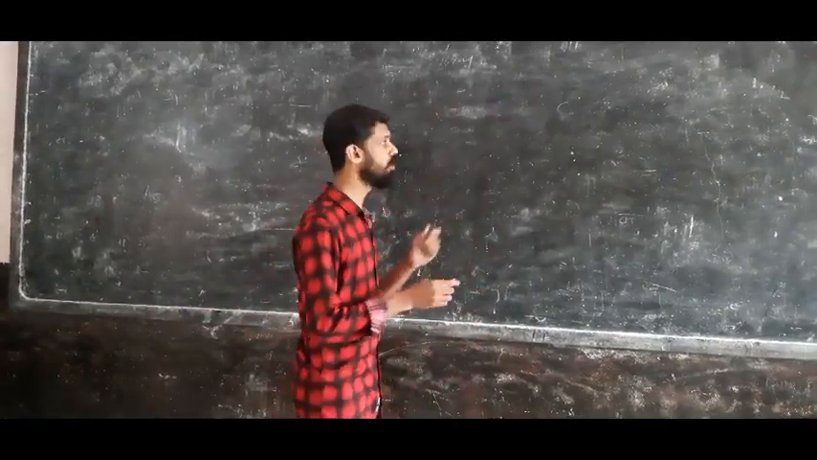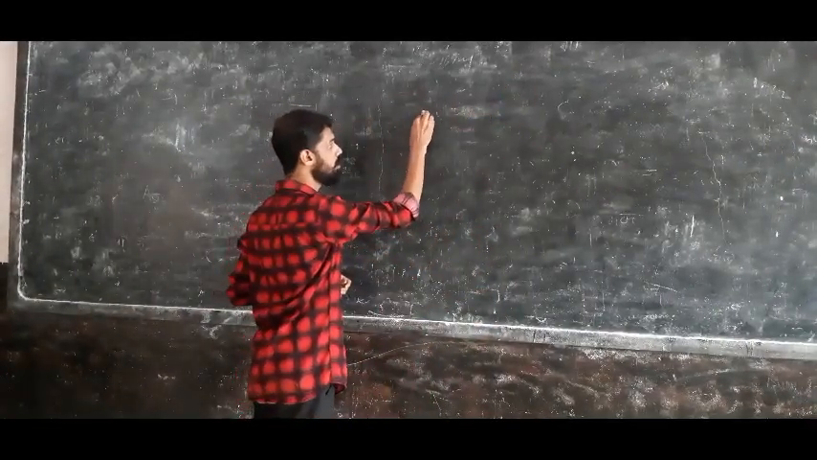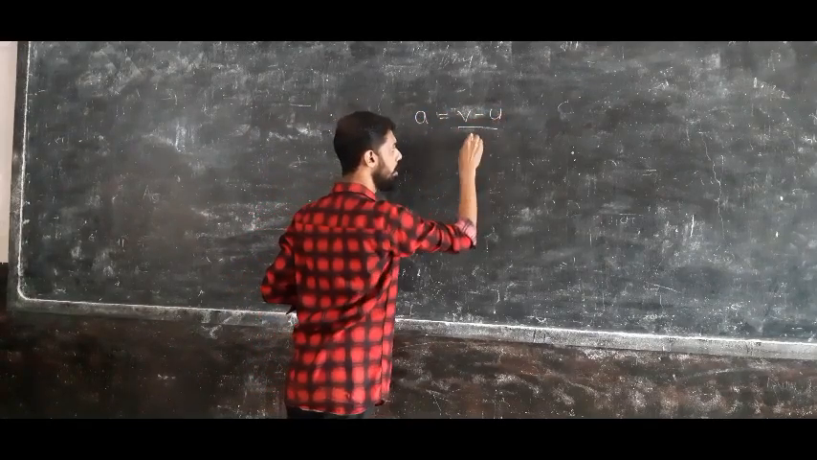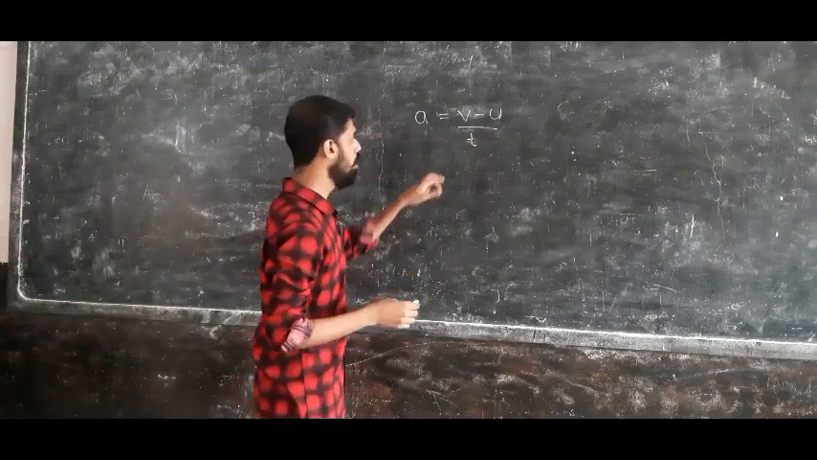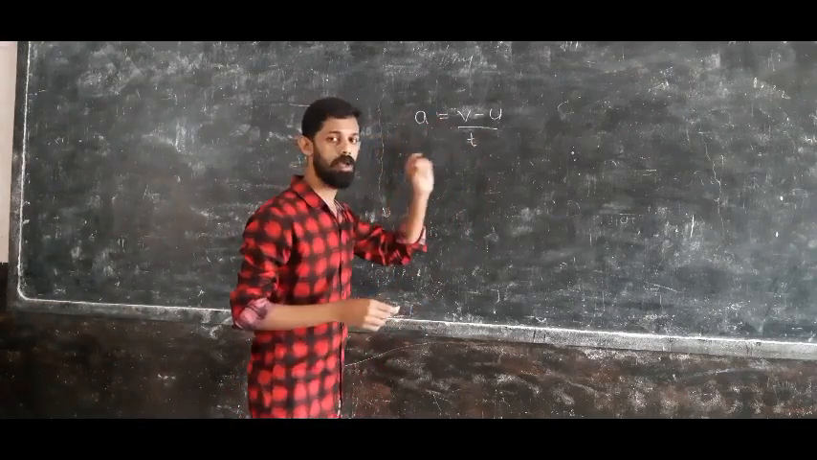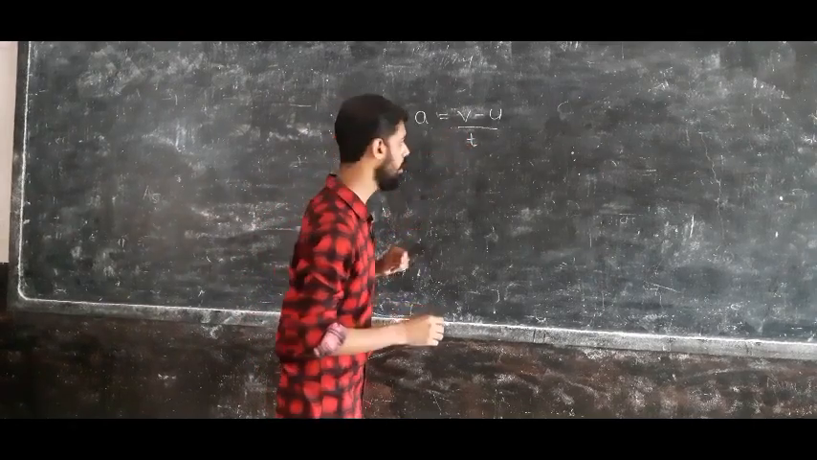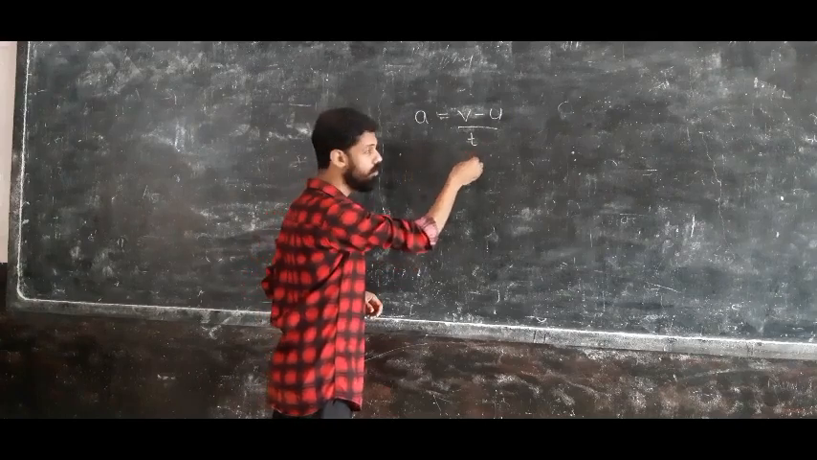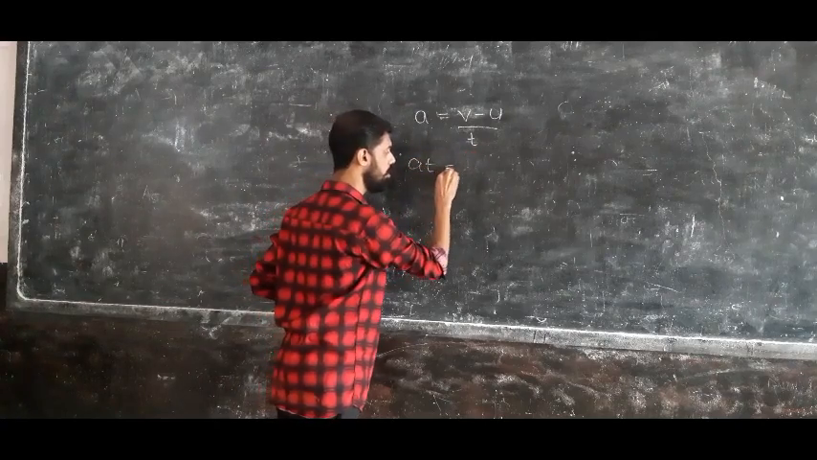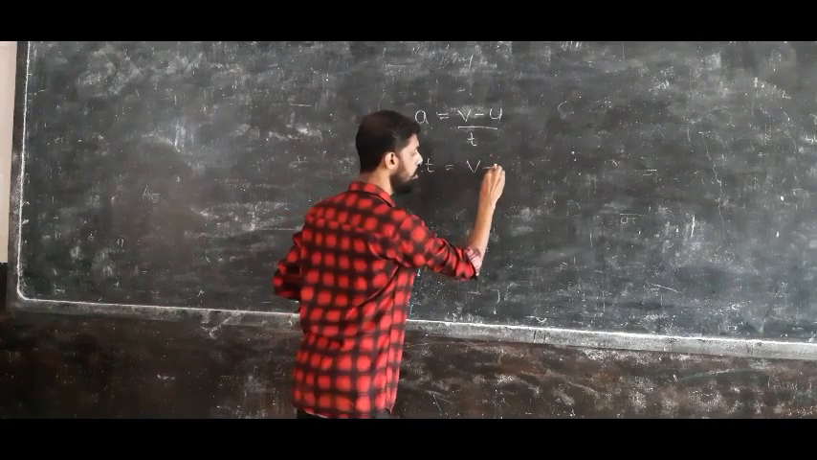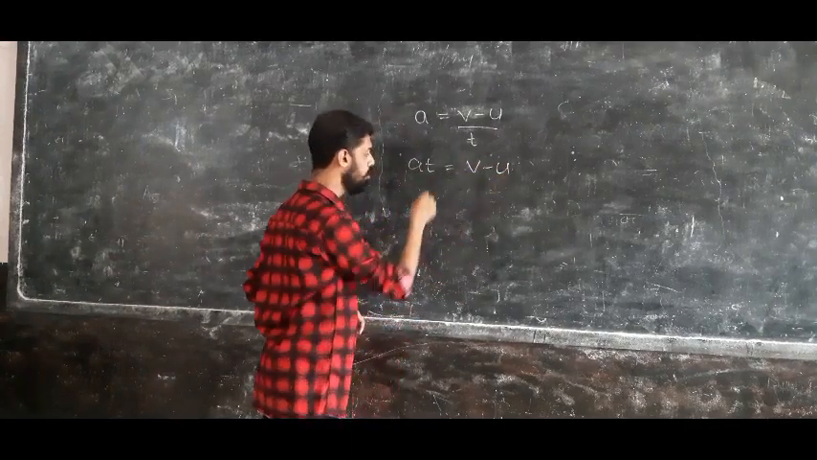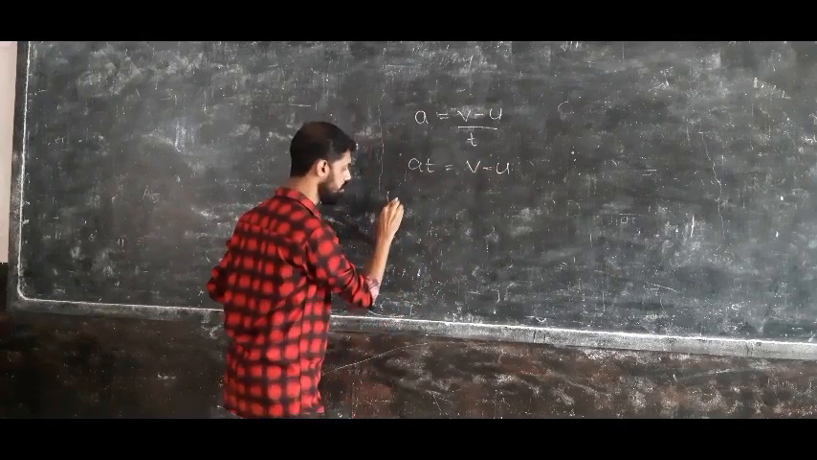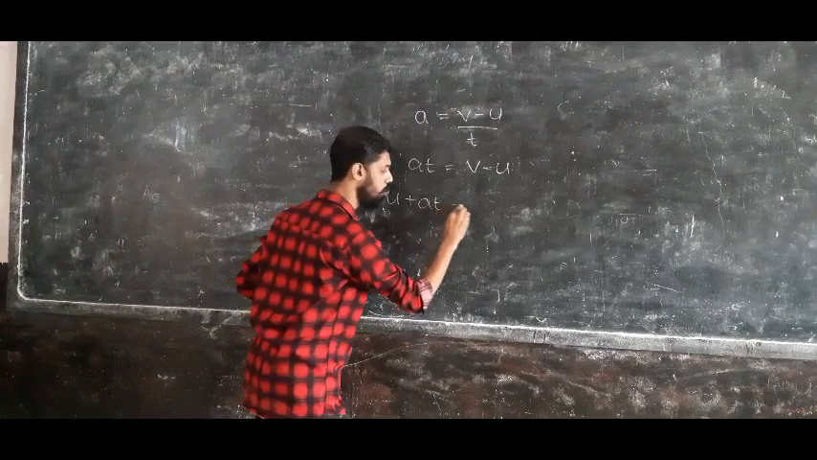We are going to derive it from our acceleration equation. What is the acceleration equation? a equal to v minus u divided by t. Now we derive the equation in terms of final velocity. Bring the t to this side. Here it is division, and it comes here as multiplication. At equal to v minus u. Bring u also to this side. Here it is minus; when it comes to this side, it becomes plus. u plus at equal to v.